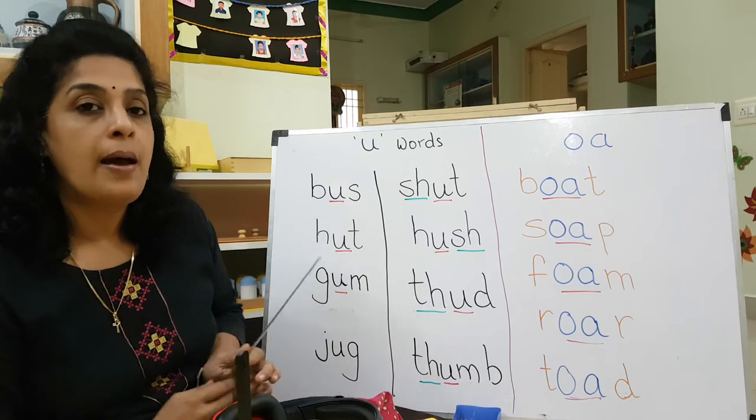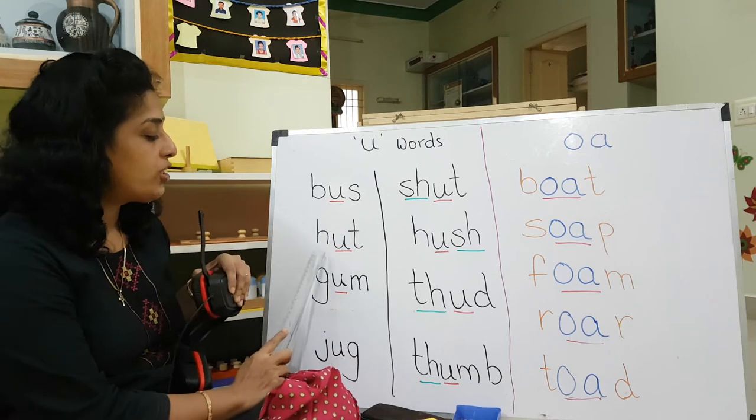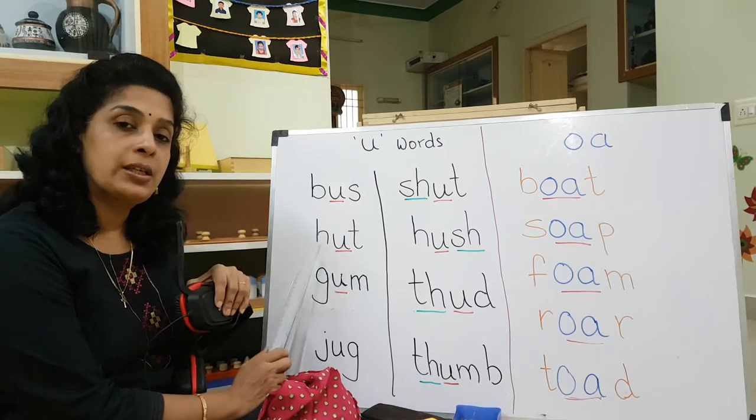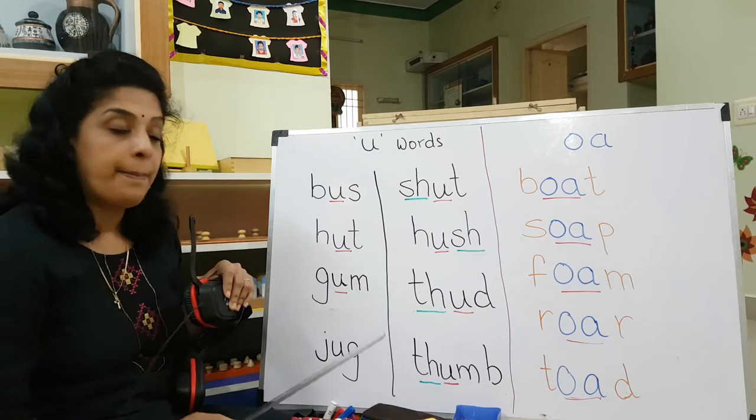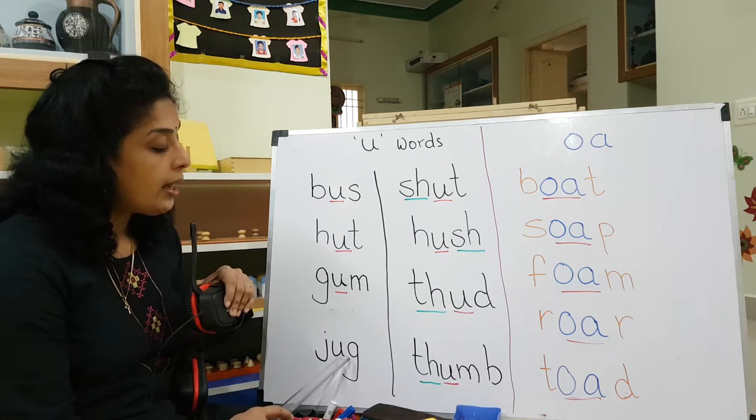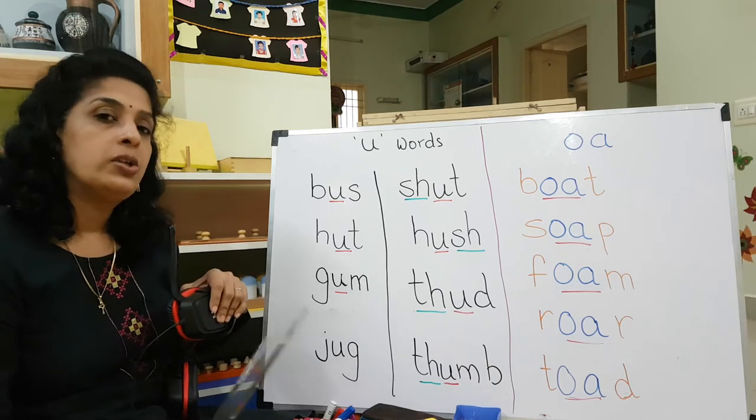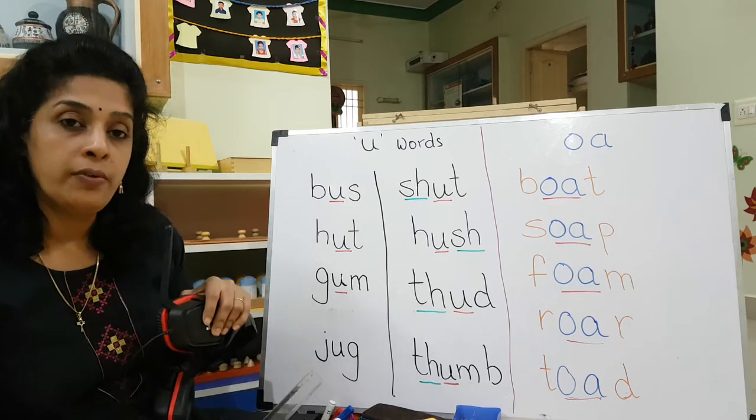B-u-s. Bus. B-us, bus. Next one. H-u-t, hut. G-u-m, gum. J-u-g, jug. Great. There are more words in your homework book for you to write.